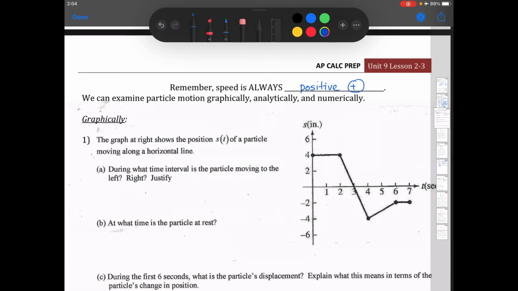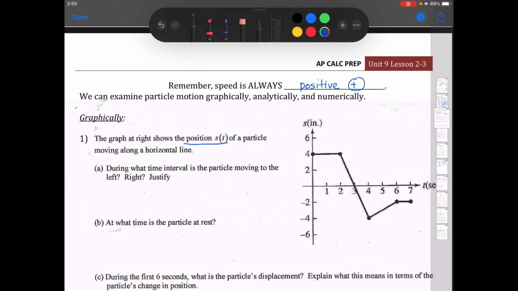Number 1, a graph is given to us. The graph at right shows the position s of t of a particle moving along a horizontal line. It actually tells us the graph is a position graph. Always identify your graph. So this is a position graph. Now choice A is asking us, during what time interval is the particle moving to the left, right, justify?